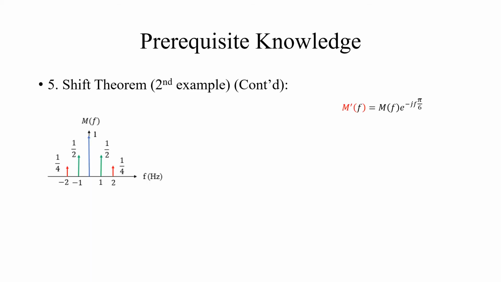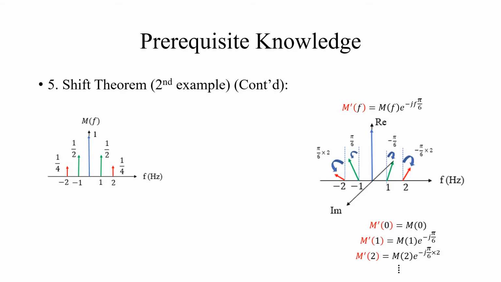Now, what does this M prime of f look like? If you are familiar with my previous example, the visualization in your mind should look something like this. I've listed out the values of the spectrum at frequencies 0, 1, and 2 for your reference. We can see that we need a negative 30 degrees phase term for M of 1 and a negative 60 degrees phase term for M of 2.